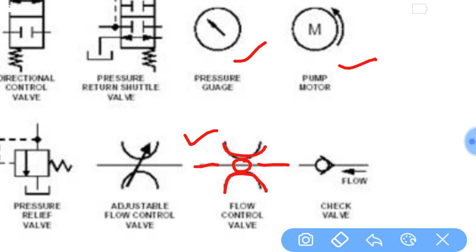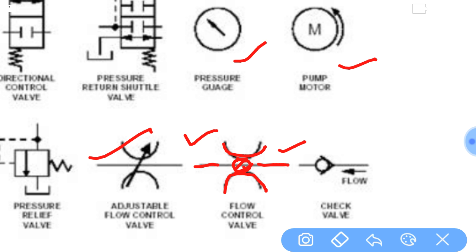If at this side or at this side there is no control of this flow, we will make one orifice plate or some other kind of passages or area to control this flow. As we know, area is the basic parameter of a flow. A flow can be controlled by the area. And this one is an adjustable flow control valve, meaning this area you can control. You can increase or decrease that area to control this flow.